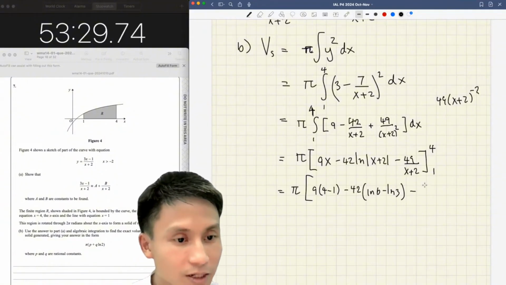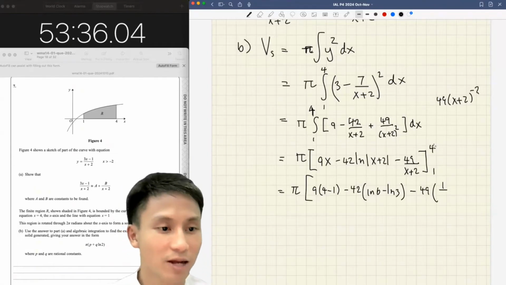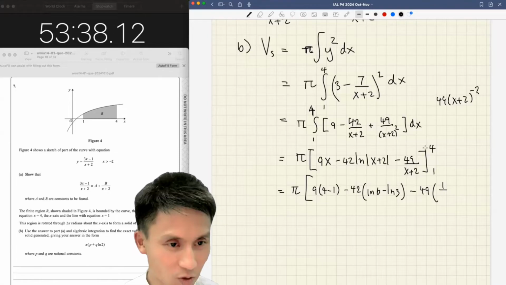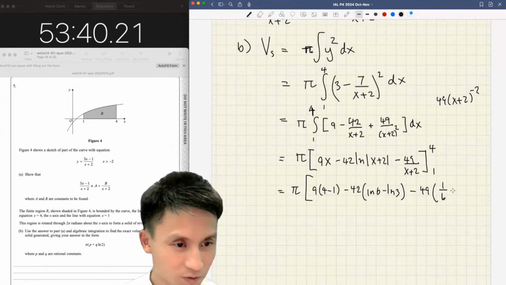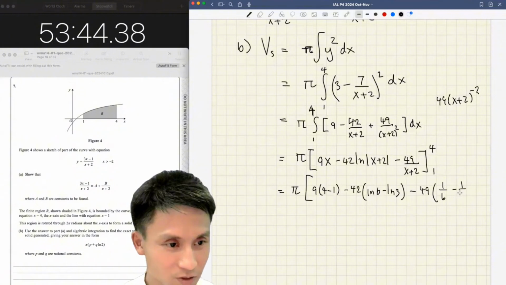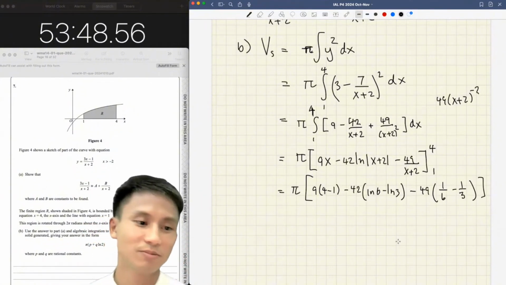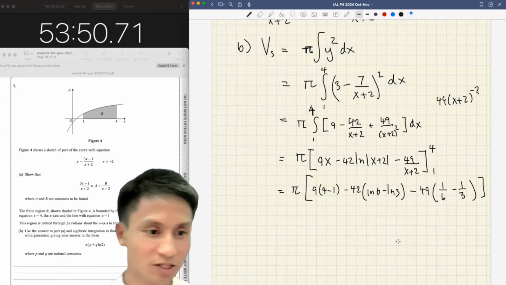And this one here is going to be 49 and then 1 over. So I'm just extracting 49 out, factoring it out. It's basically 1 over 4 plus 2 there, which is 1 over 6, and minus 1 over 1 plus 2, which is 1 over 3. So this is how I would do it. Much simpler to write and easier to see, yeah?